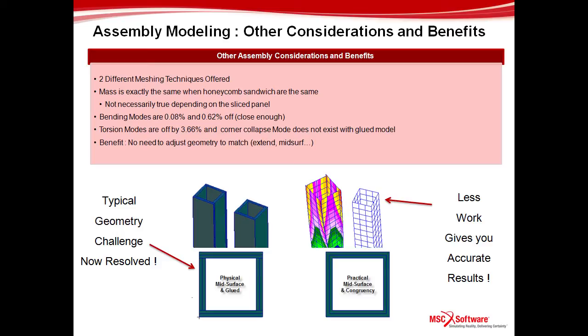First challenge is, if the geometry is complicated, then you need to extend and match everything and get congruency in your nodes. Whereas if you just leave the mid-surfaces of the honeycomb and stitch them together using glued contact, then you save some geometry handling and pre-processing time. And obviously at the corners, you have the physical representation of the actual stiffness. So that provides better results with less work.